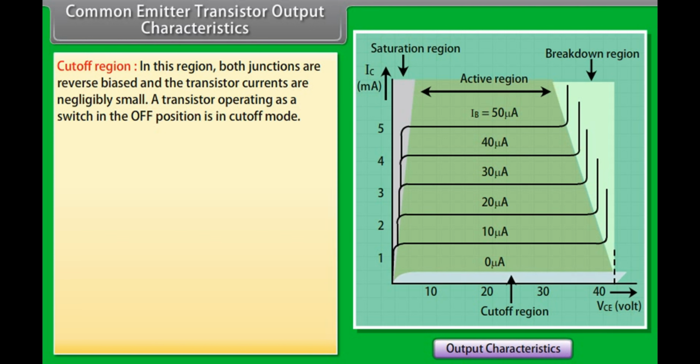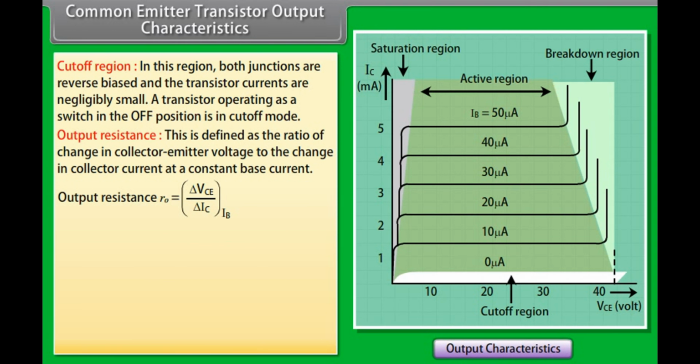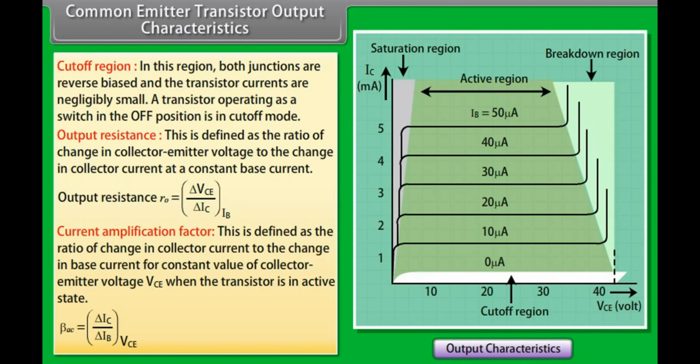A transistor operating as a switch in the off position is in cutoff mode. Output resistance. This is defined as the ratio of change in collector emitter voltage to the change in collector current at a constant base current. Current amplification factor. This is defined as the ratio of change in collector current to the change in base current for a constant value of collector emitter voltage VCE when the transistor is in the active state.